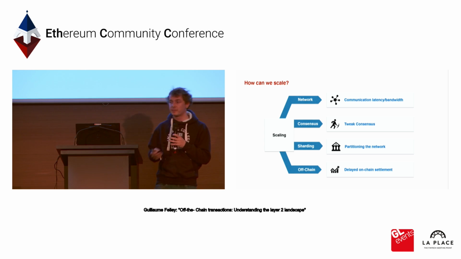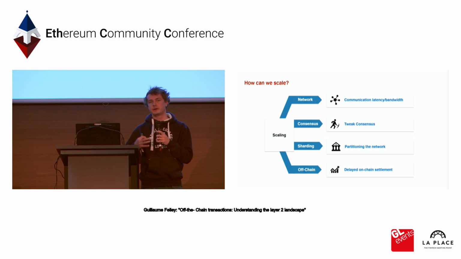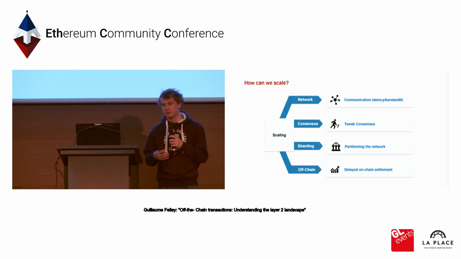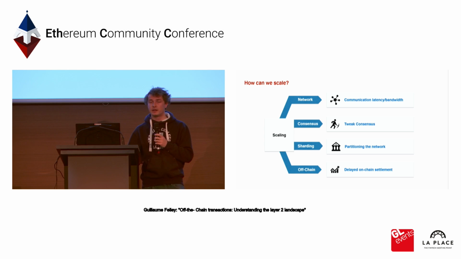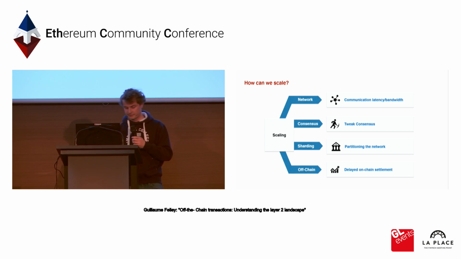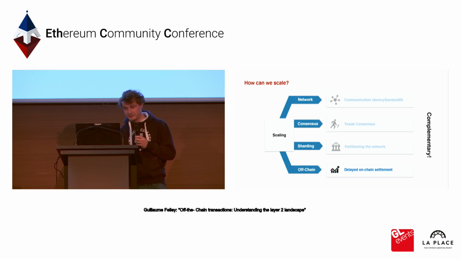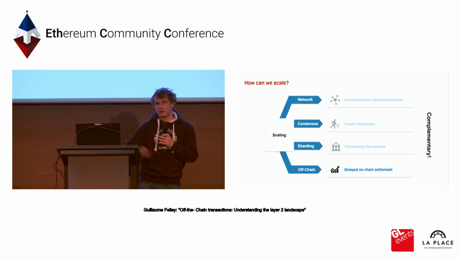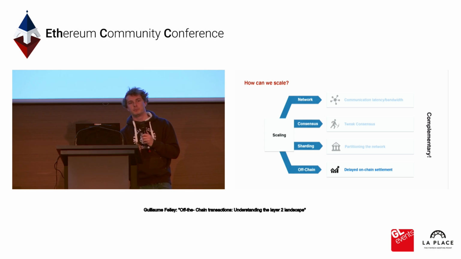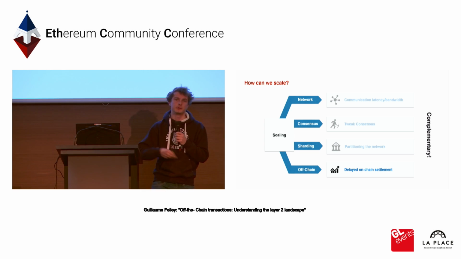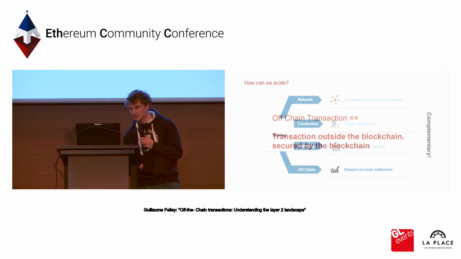You can do sharding by partitioning the network. Here a challenge is that if you do that, you might lose on interoperability. And then last, you have off-chain. Off-chain is basically delayed on-chain settlement. All these approaches are complementary. And I believe if you want a blockchain that truly scales, you can look into all of them. You will need all of them.